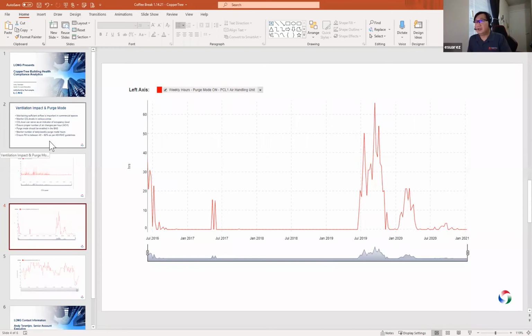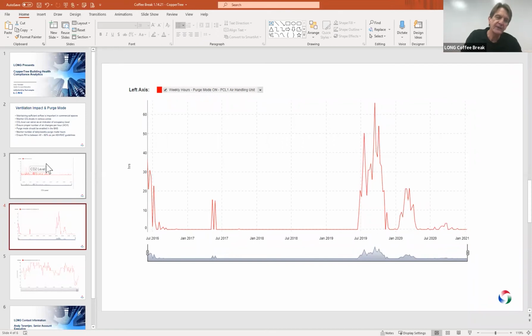Yes, that is correct. And also, a quick question in terms of the building automation system and the purge mode: is that something that you've been able to recognize by using analytics and seeing how often that air is purged, right?